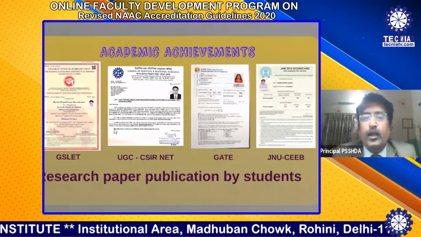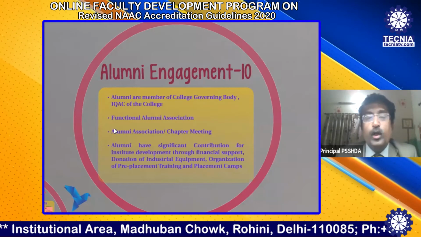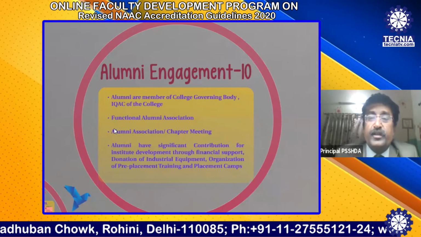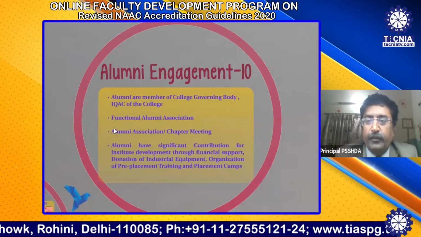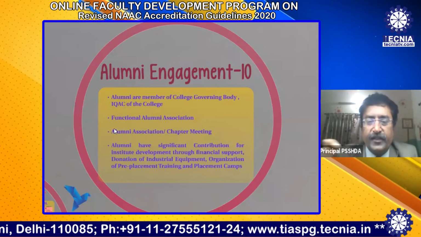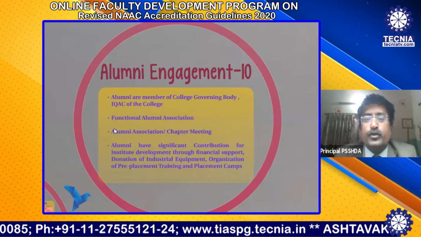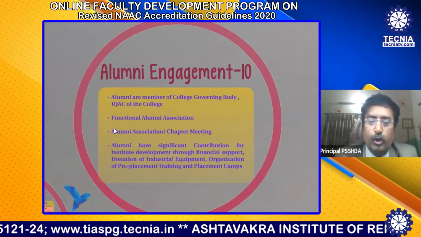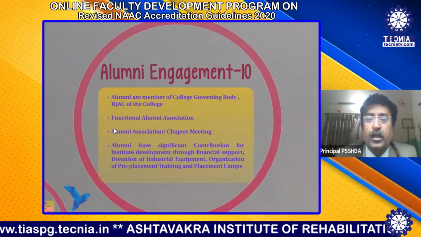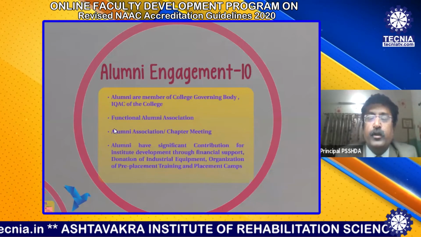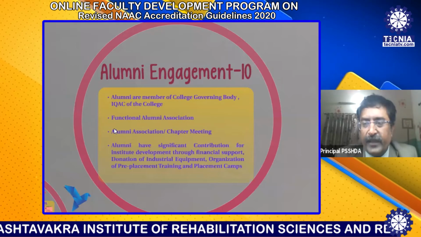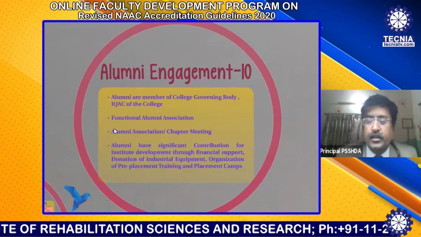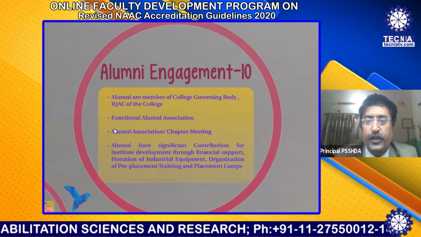The next part is alumni engagement. So alumni should be in the governing board. Your alumni association must function. The regular meeting must be arranged. You need to keep the minutes ready with you. And the alumni association's significant contribution in the form of financial support or donation of instruments or equipment, or their donation in organizing some pre-placement camp or placement camp or in sponsorship for seminars, conferences, and all these things. So this is the part of alumni engagement for your institute.